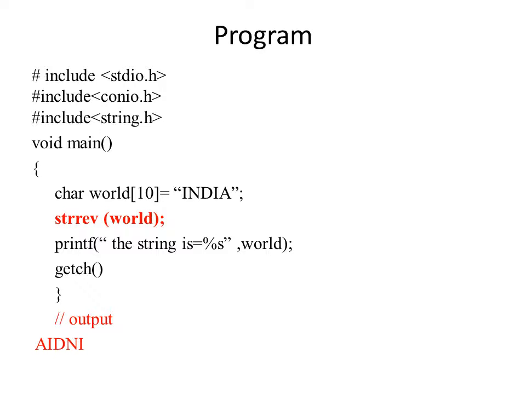I will try to explain this with the help of one program. Again, I take the same program with a string whose name is world, which consists of the letters of India. Now use the function strrev, which reverses the string. Which string is going to be reversed? The one whose name is world, so within the round brackets mention the string name. After the execution of this function, the compiler reverses the content of the string world and then it is printed with the help of printf.